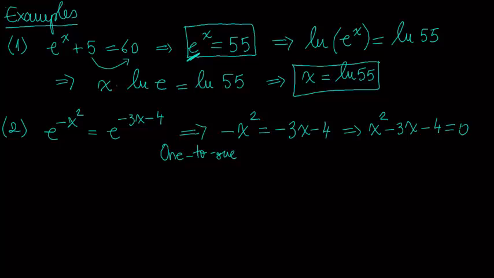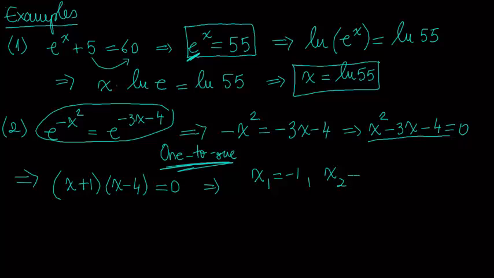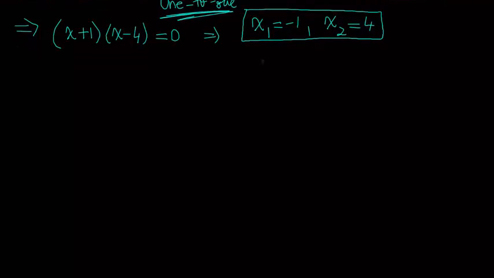So I've turned an exponential equation that was complicated, using the strategy that we had, the one-to-one property, into a simple quadratic equation. And now this is something that I know how to solve, namely give me two numbers that multiply to negative 4 and add to negative 3. So I'll have x plus 1, x minus 4. And so I have the two solutions. x1 is negative 1 and x2 equals 4.